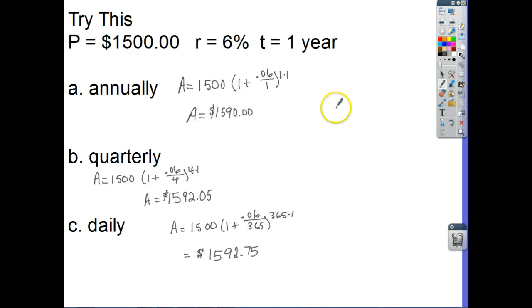All right, let's see how you did. For annual, there's what it sets up to be, and then it comes out after you plug it into the calculator to be $1,590. Quarterly, we get $1,592.05, rounded off to the nearest penny, and daily, $1,592.75, compounded daily.